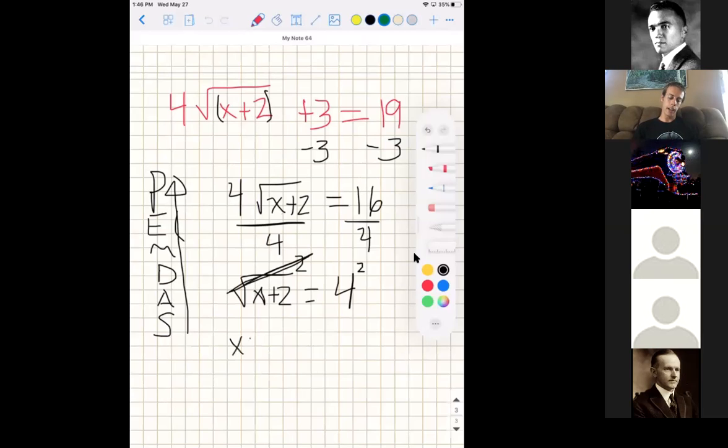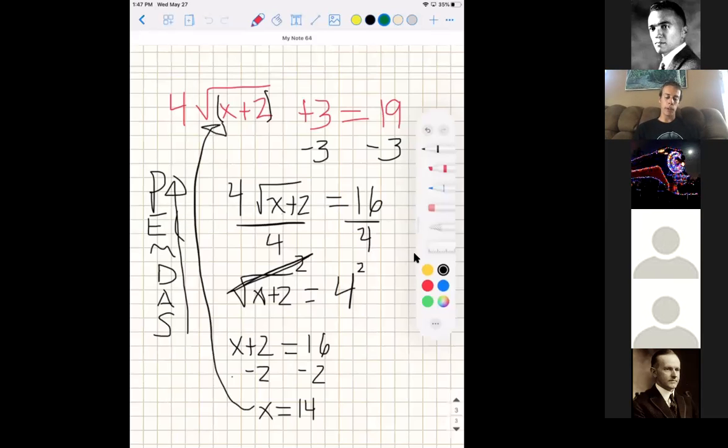So you're left with x plus 2 equals 16. Okay. And then obviously, yes, subtract the 2, and your final answer is x equals 14. You could go back to your very beginning. You would check it by plugging it in.